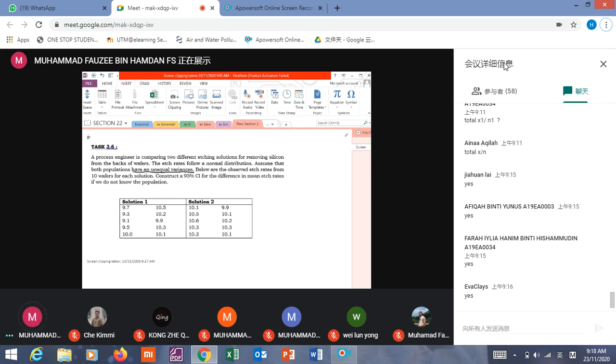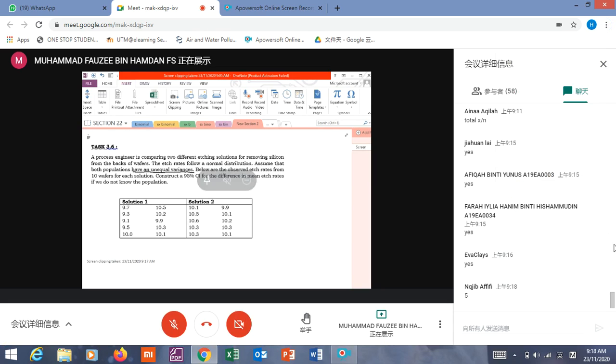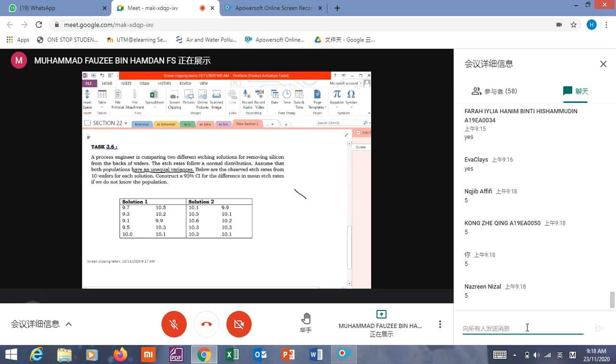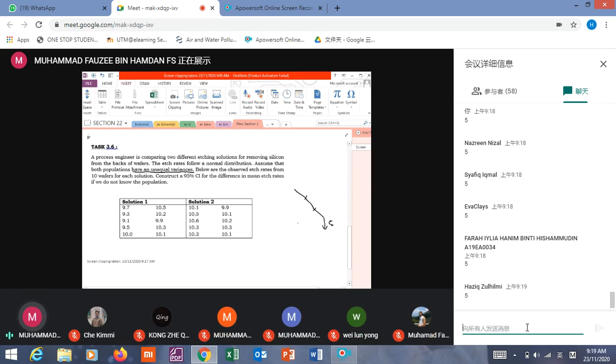this task 3.6 is case number 5. Najib said case number 5. What about the rest? If you look at the flow chart, you don't know the value of the variance, the size of the sample is less than 30, and it is unequal variance, so it's case number 5.